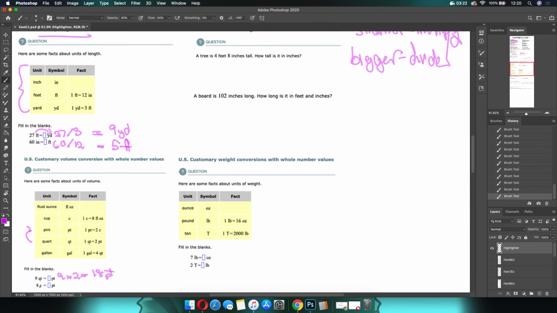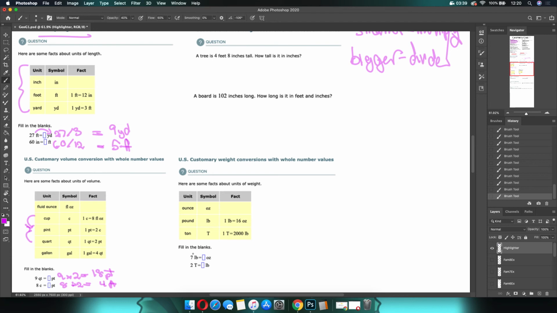From 8 cups to pints, so I'm going from cup to pint. Here now I'm going bigger. So bigger means that I'm going to divide. So what is cup to pints? What is 8 divided by 2? This is going to be 4 pints.